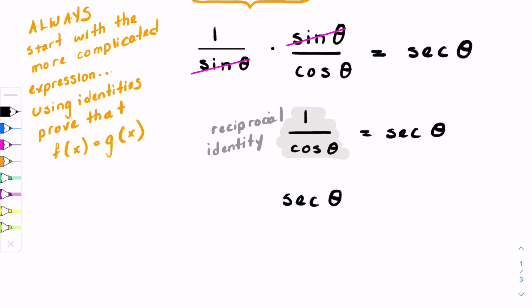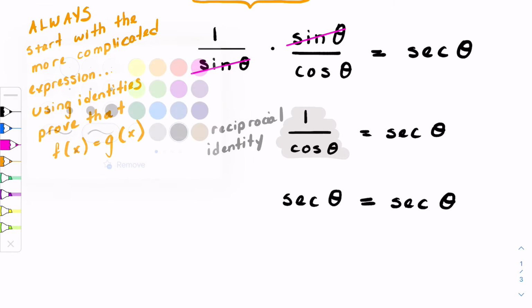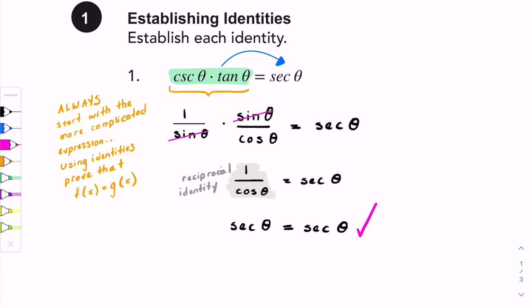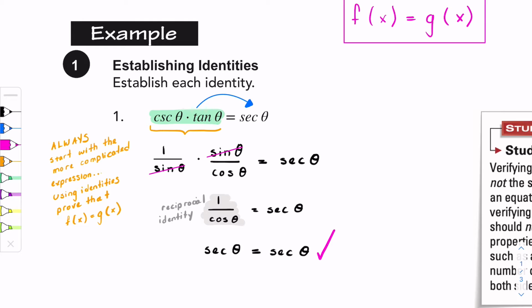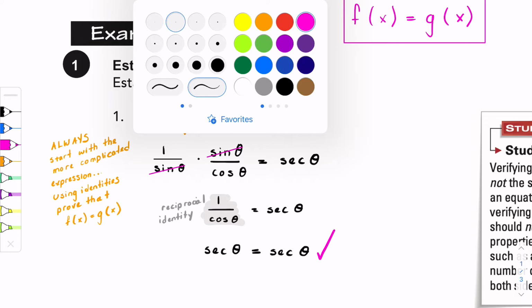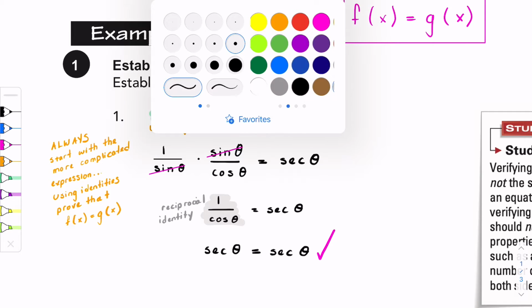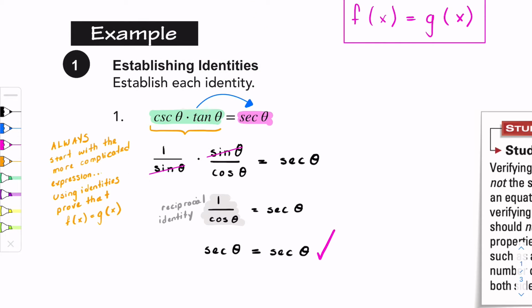So at this point, we can prove that secant of theta is equal to secant of theta. And that's what you're doing when you're establishing identities. You're proving that one side, typically the more complicated side, can be manipulated and set equal to the other side of the equal sign. And that's what we did. When we arrived at our final answer, we can see that our original secant of theta remained in the problem the whole time.